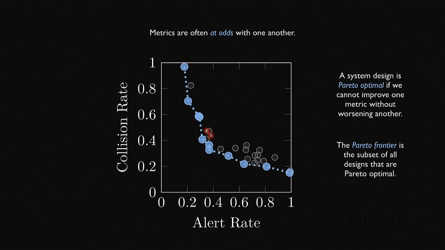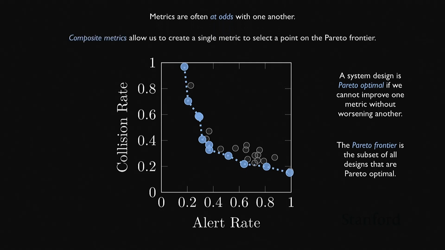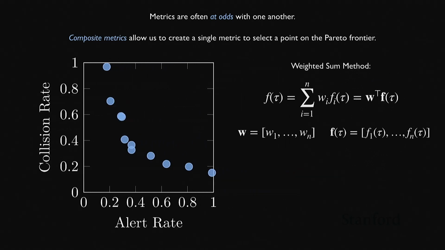And so then we said we have this thing called the Pareto frontier, which consists of all of the Pareto optimal designs that we have. But these are all kind of equally good if we don't do anything else. And so we need to create these composite metrics to allow us to select one of the points along this frontier. So we talked about some different composite metrics we can use.